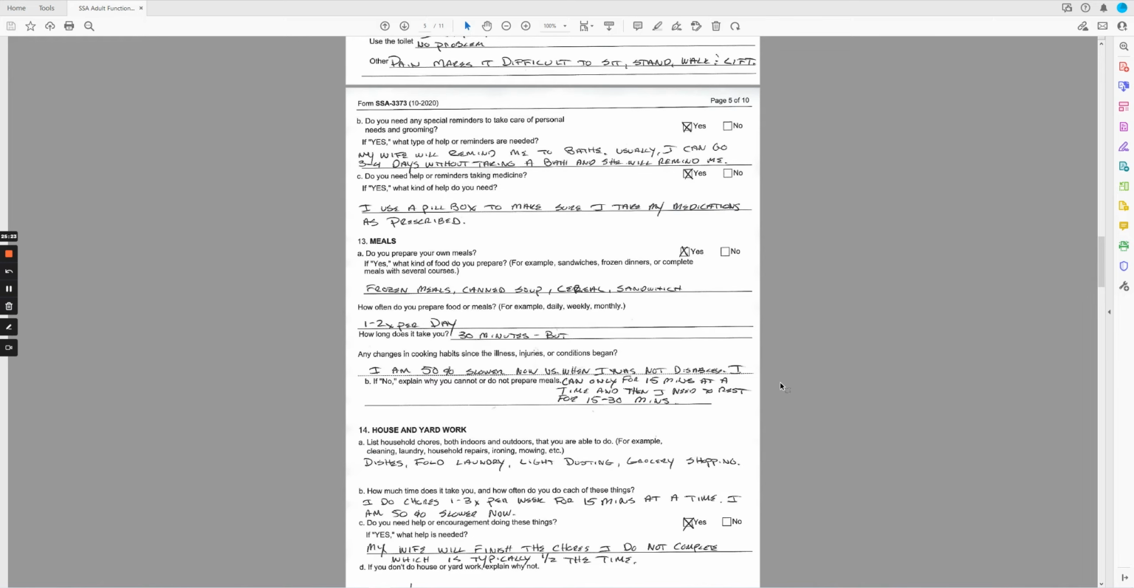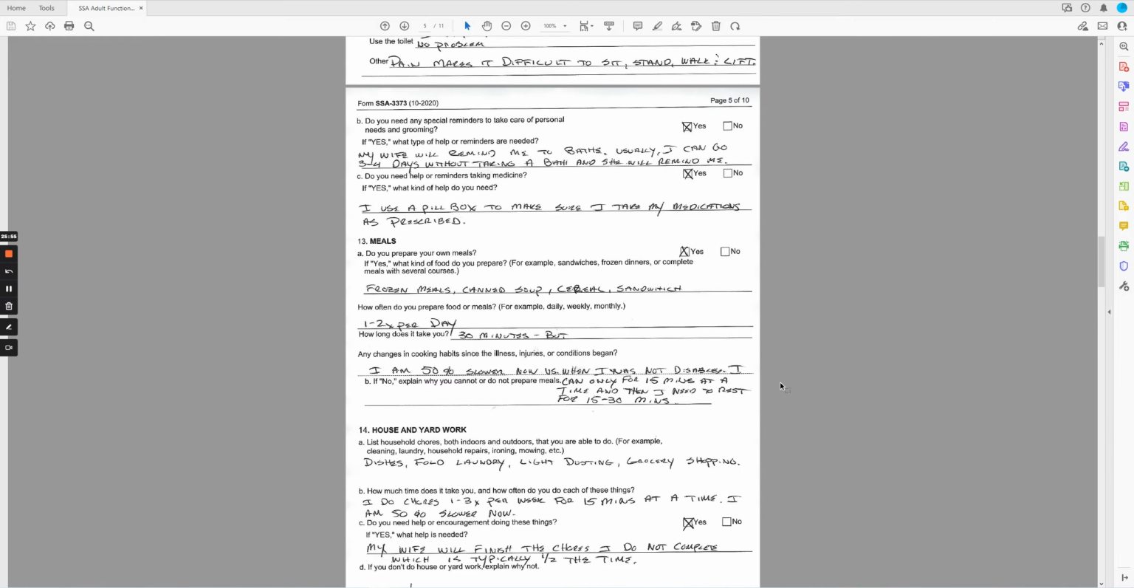I can only go for 15 minutes at a time, and then I need to rest for 15 to 30 minutes. So imagine yourself as an employer, and you had an employee who was 50% slower than the average employee, and then who could only work for 15 minutes at a time, and then would need to take a break for 15 to 30 minutes. That person would be unemployable due to their disabilities, and you would ultimately end up having to let that person go. All right, let's keep going.